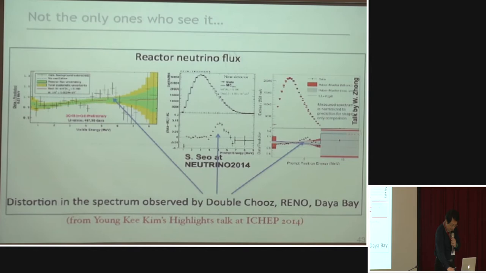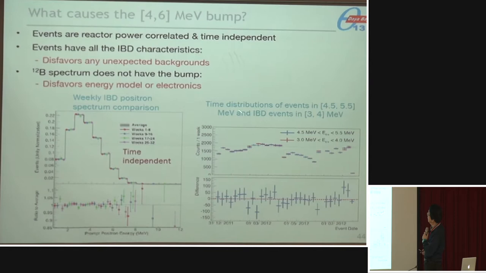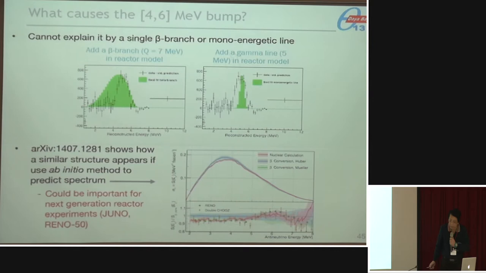in the model? We have done quite a few checks on this, but basically many of the unexpected backgrounds, or the energy spectrums and energy scales, cannot explain this. And it also cannot be explained by a single branch of so-called beta decay or mono-energetic lines. It's broader, okay.